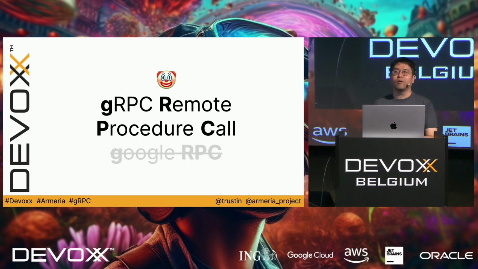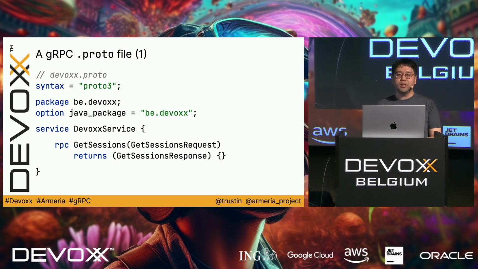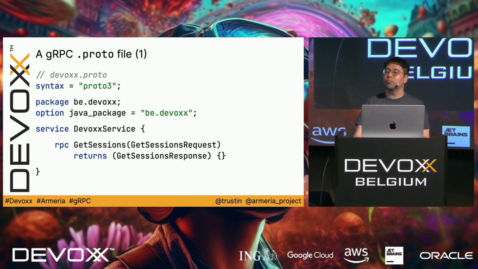I don't know who, how, and why they named it this way, but I believe there's some interesting story about it. So anyways, gRPC is based on Google's serialization format called protocol buffers. So you define your service and message schema in a .proto file. Here we define the package name be.devox and the simple devox service that fetches the list of sessions. Nothing fancy. Very straightforward, right? What's missing in this file is a definition of getSessionsRequest and getSessionsResponse message. Let's see what it looks like.